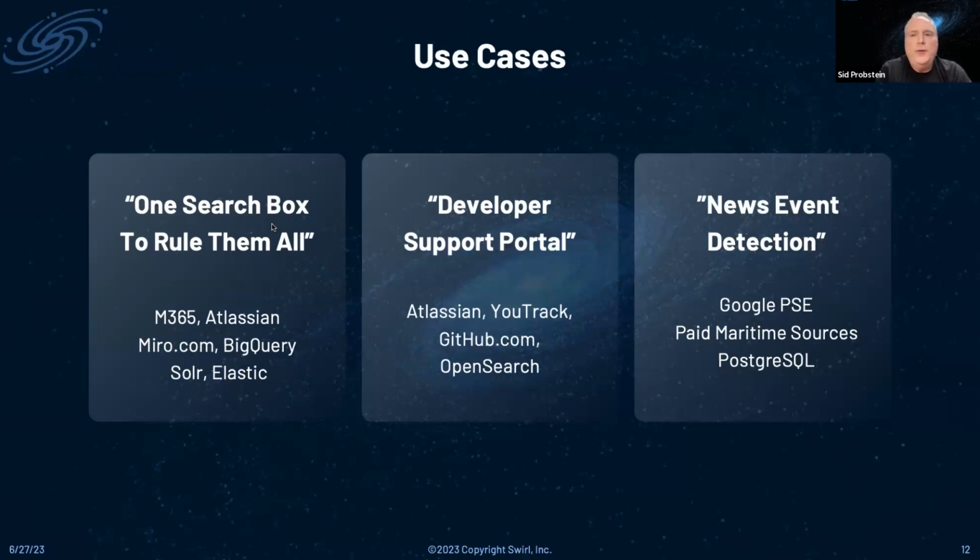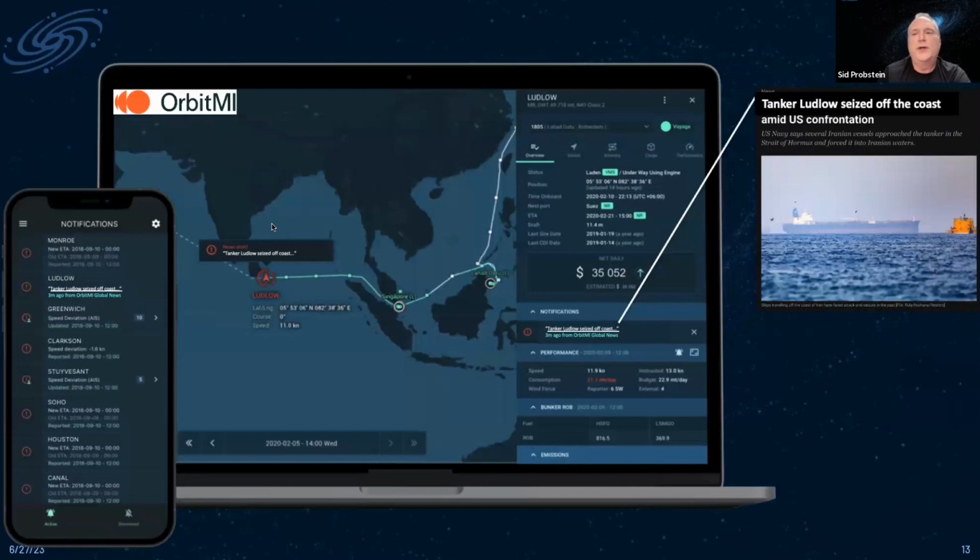You can also use the power of Metasearch to do things like news event detection, alerting, and notifications. As I'm going to tell you, Orbit MI, one of the leading maritime intelligence platforms, is using Swirl to monitor news around the world for any vessels or ports that may have developed timely issues and provide those to the operators of those vessels. Let's take a quick look.